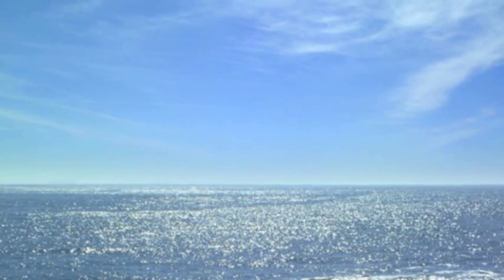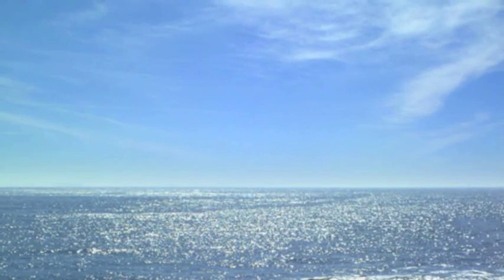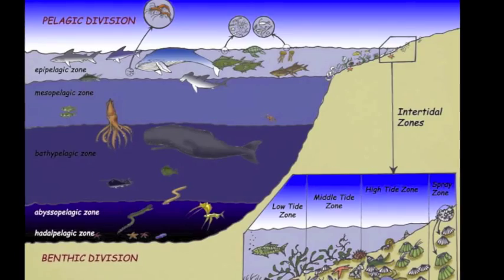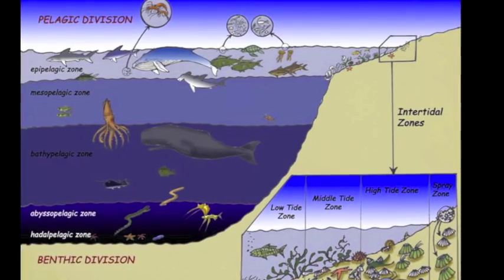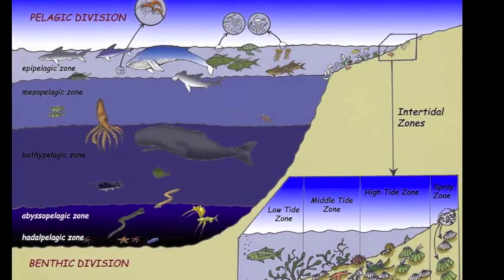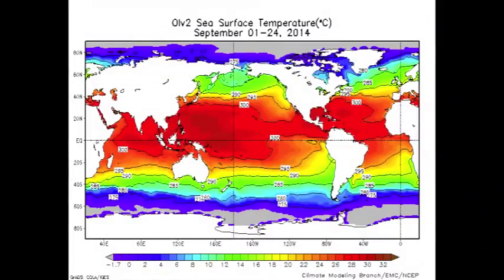The open ocean, or pelagic zone, consists of everything in the ocean outside of coastal areas. It is separated into five parts: the epipelagic, mesopelagic, bathypelagic, abyssopelagic, and hydropelagic zones. The temperature of the open ocean varies depending on the location of the ocean.